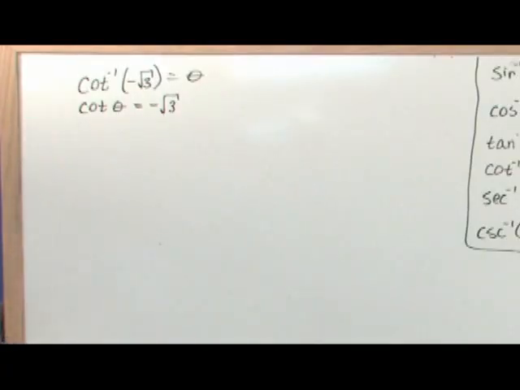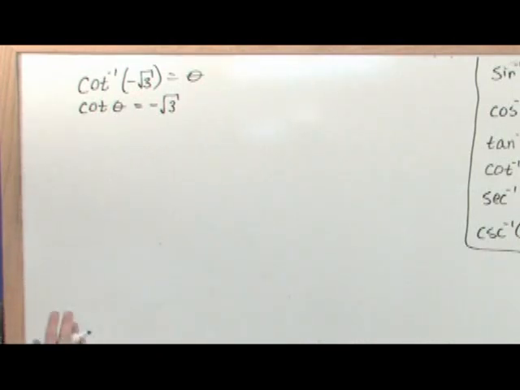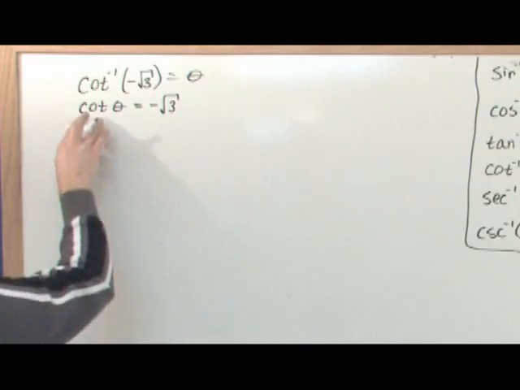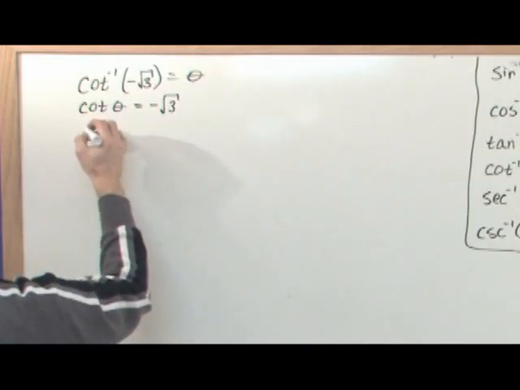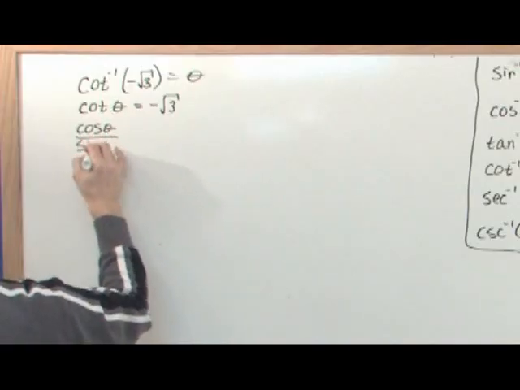And the next thing I do, when I'm dealing with cotangents, secants, or cosecants, is I like to rewrite them. Cotangent is simply equal to cosine of theta over sine of theta.